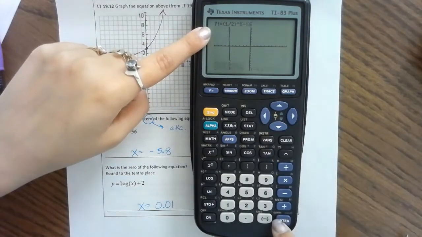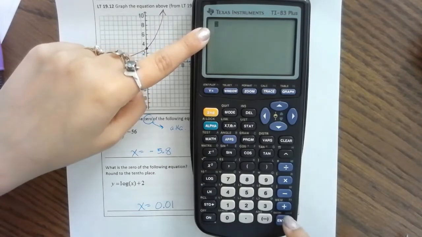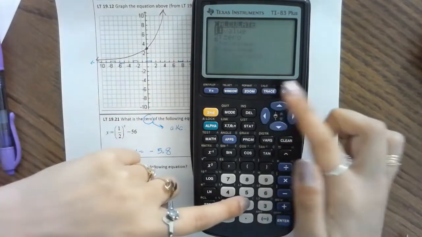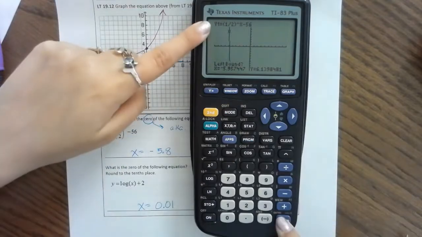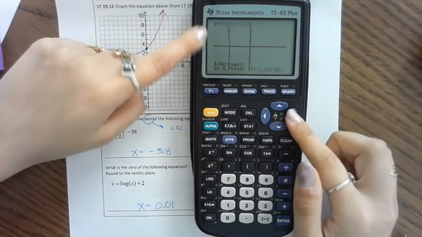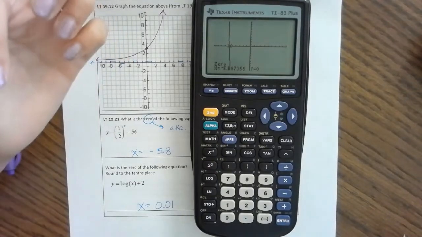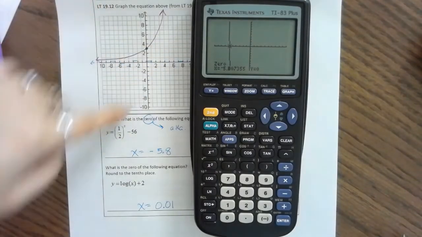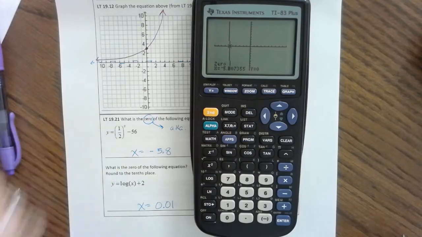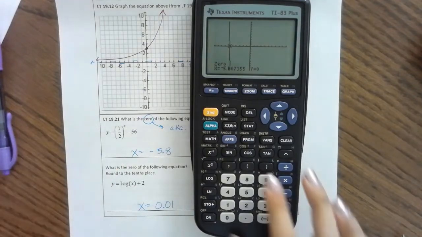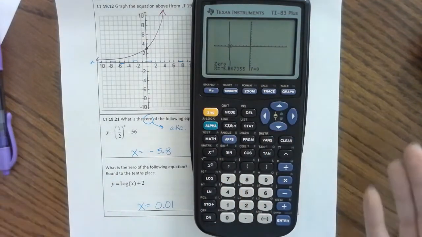Hit enter twice. Oh, I got an error, which means I did it wrong. Second trace number 2, I should have done above first and then below. So now you know if you make a mistake, you can always go back and switch your order. We still got the same thing, negative 5.8. And for this one, same step. Second trace number 2, above or below the x-axis.